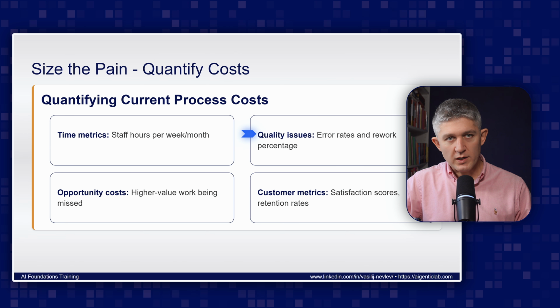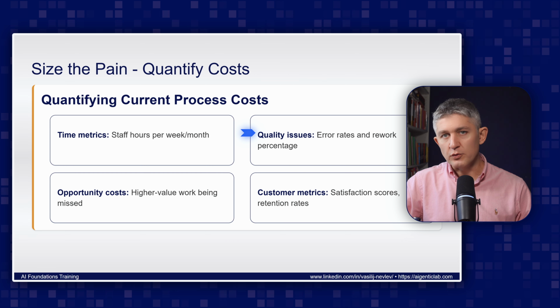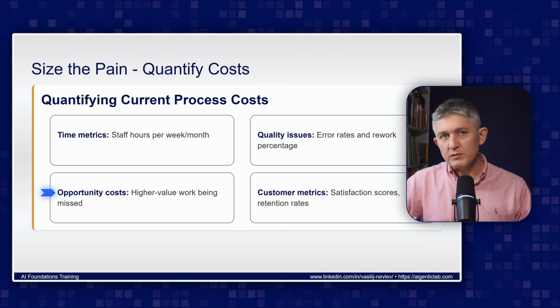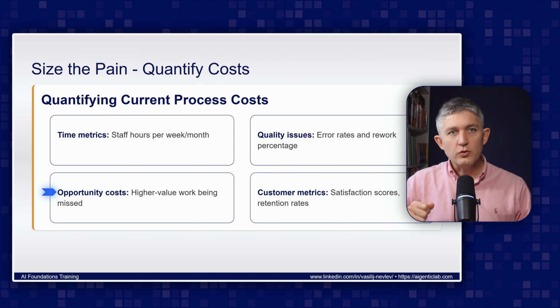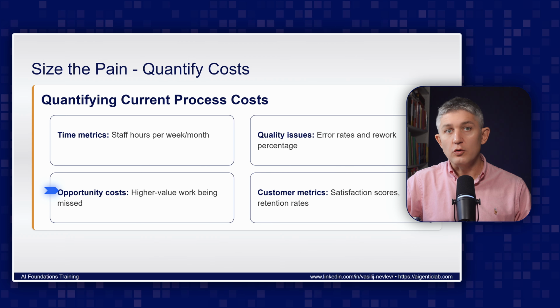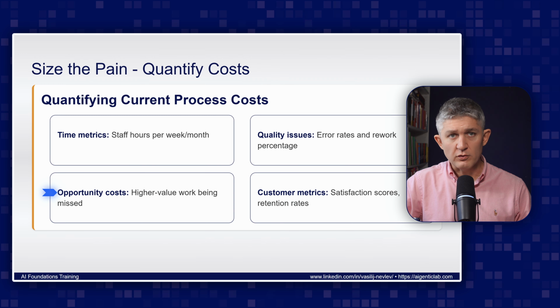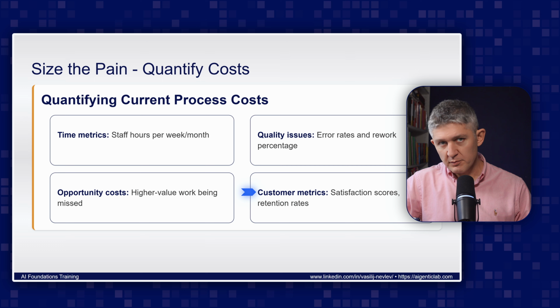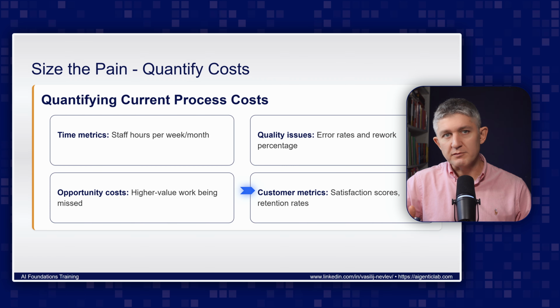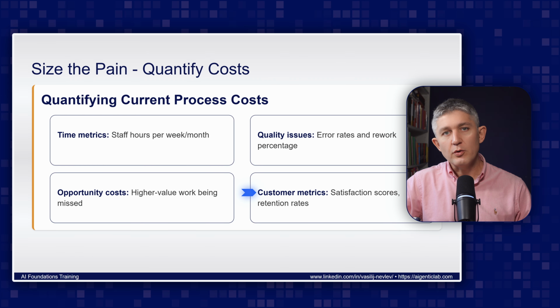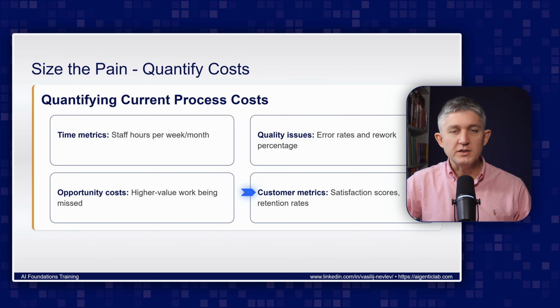Don't forget the quality issues. Error rates, rework, and how often things bounce back. Opportunity cost is often misunderstood. What higher value work gets delayed or dropped out, or perhaps sales don't happen because of something not happening fast enough or happening too often. And define customer metrics, such as response time, satisfaction, or retention. Put a number on the pain so that ROI is obvious later and can be demonstrated easily.